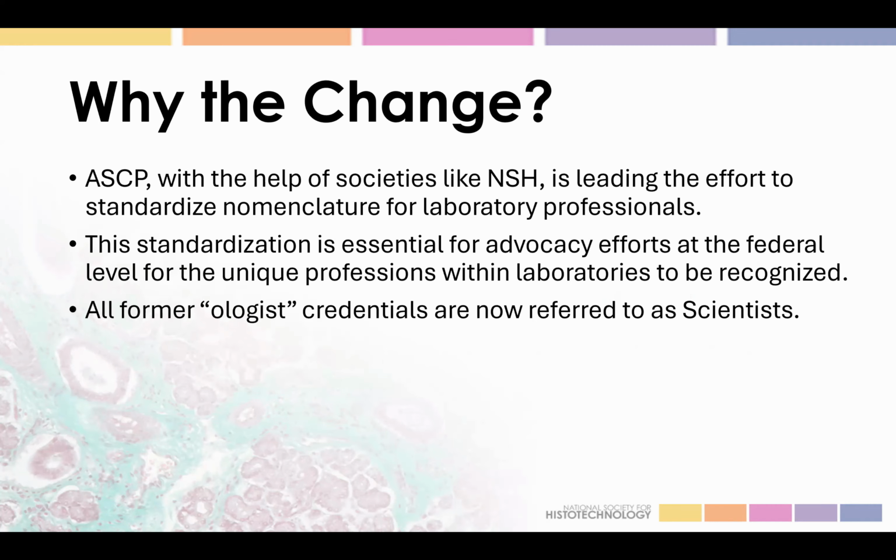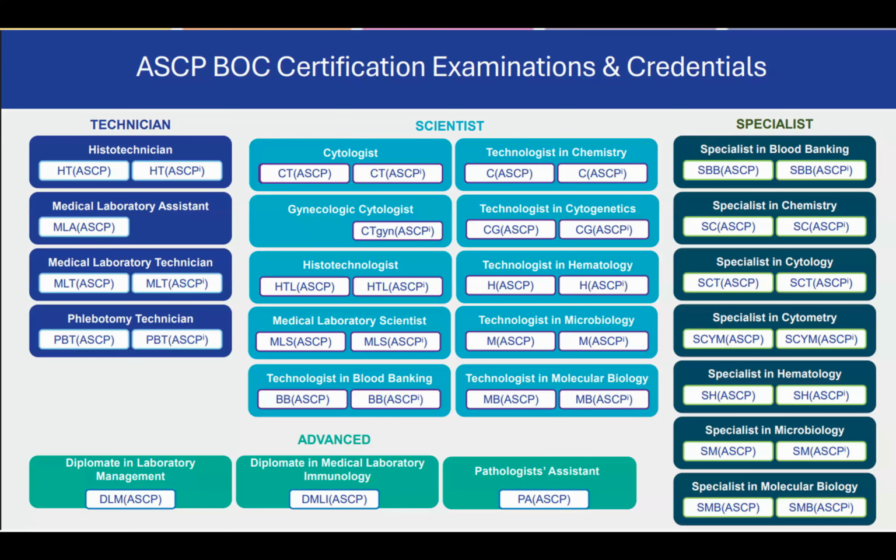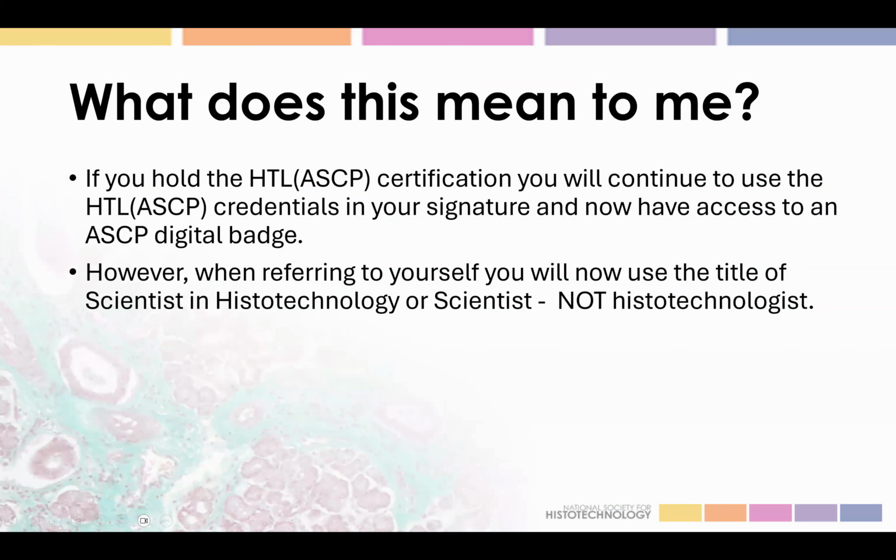As you can see, here is a listing of ASCP certifications and credentials, and you'll see that the scientist category now includes the HTL. So what does this mean to me? If you hold the HTL certification, you will continue to use the HTL ASCP credentials in your signature and now have access to an ASCP digital badge. However, when referring to yourself, you will now use the title of scientist in histotechnology or scientist, not histotechnologist.